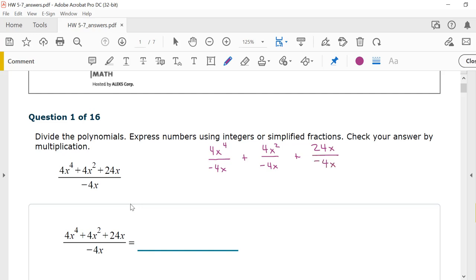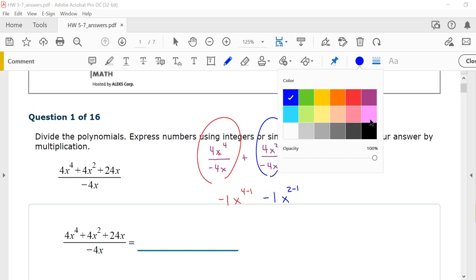Now I'm going to see what I can cancel in each one of those terms. Okay, here we go. For this term, 4 over negative 4 leaves me with negative 1. And then x to the fourth over x, you're going to do 4 minus 1. Subtract the exponents. Okay, for the next term, so I have plus 4 over negative 4 is negative 1. And then x squared over x, you're going to subtract the exponents, 2 minus 1.